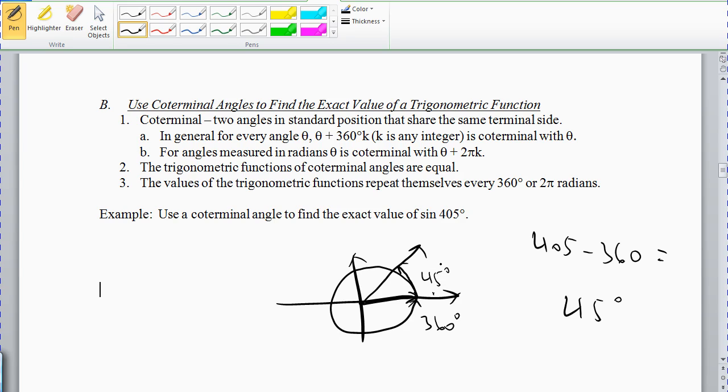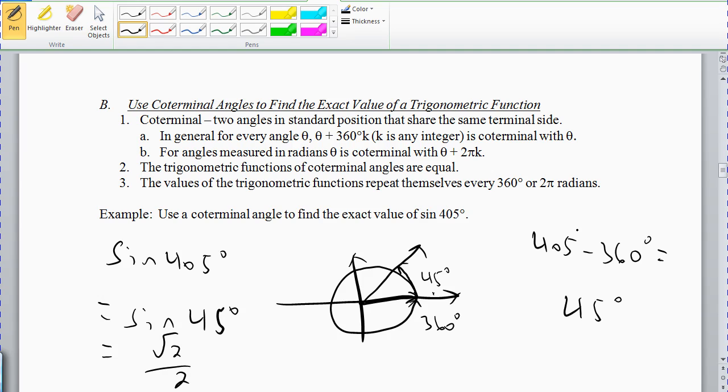So what that means is that the sine of 405 degrees is actually the same as the sine of 45 degrees. And if you remember what the sine of 45 degrees is, it's the square root of 2 over 2. And that's all you're doing. Use a picture if you need to, or just think about 360 degrees or 2 pi or whatever the angle is in. But that's it.